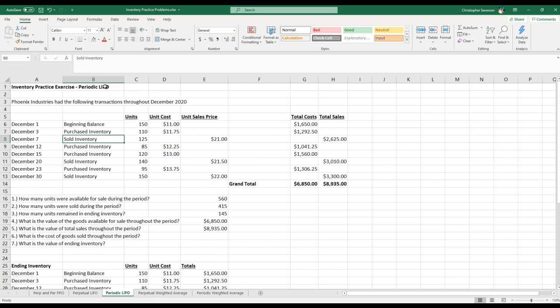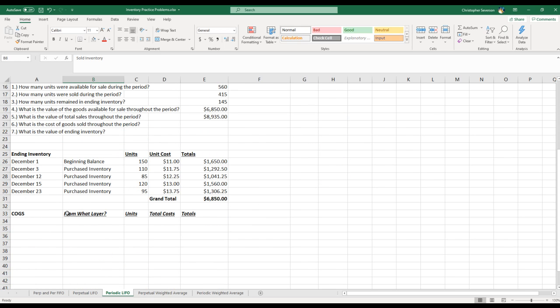LIFO means we're going to start with the last layer available, and that's going to be the first one to go out, and then we'll work our way back up. So what we can do here is we can say this is going to be the December 31st entry. It's not a specific sale, it's the December 31st entry.